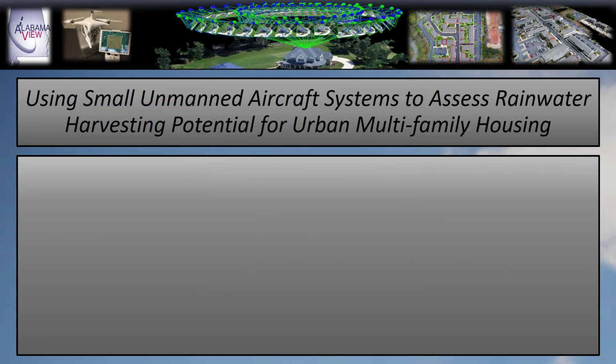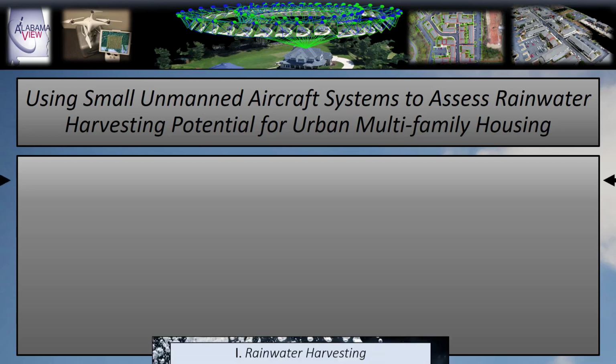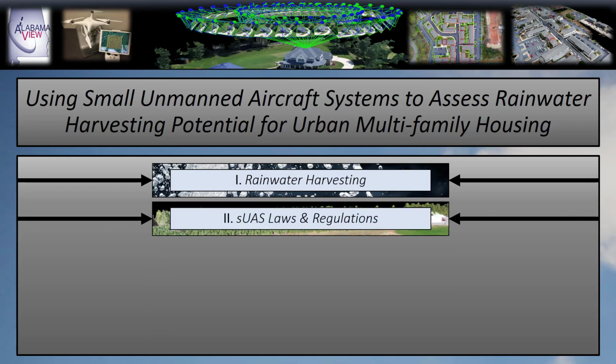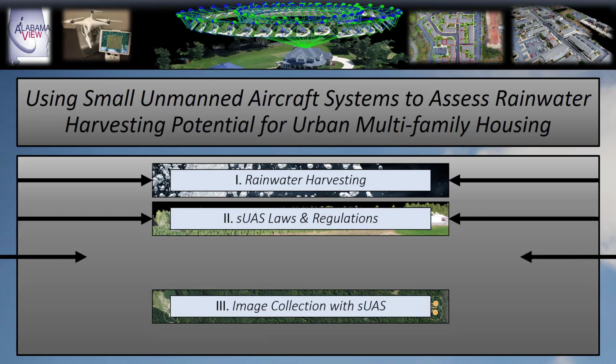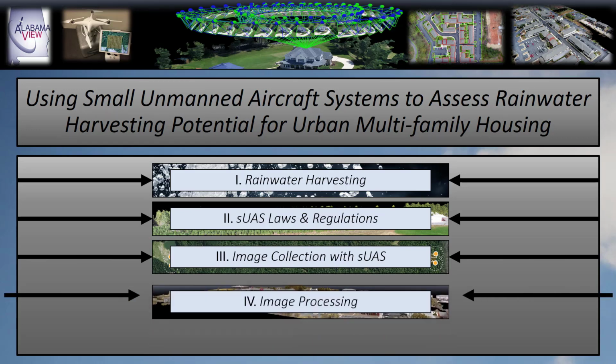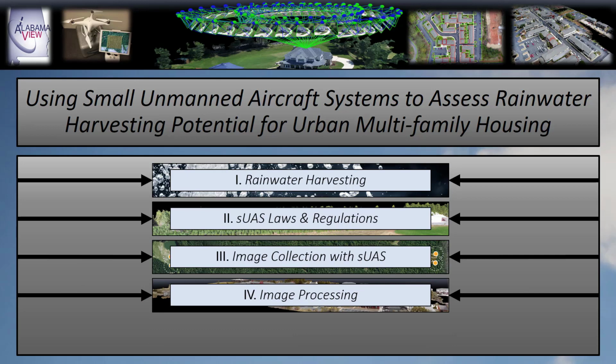So that is it for our series on using small unmanned aircraft systems to assess rainwater harvesting potential for urban multifamily housing. During our first video, we briefly discussed what rainwater harvesting is and why it matters. Our second video detailed some of the UAS laws and regulations that researchers need to be aware of. Our third video discussed the image collection process with the UAS and what settings tend to be ideal for this type of work. Our fourth video went through the image processing phase and illustrated some of the potential map outputs that can be derived from UAS imagery.